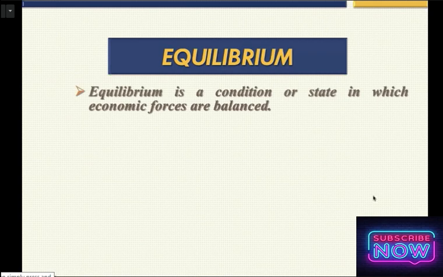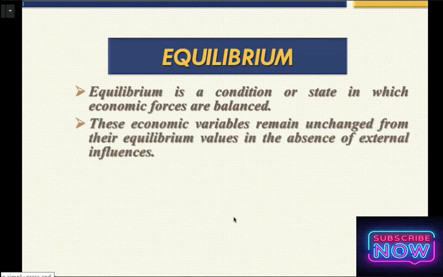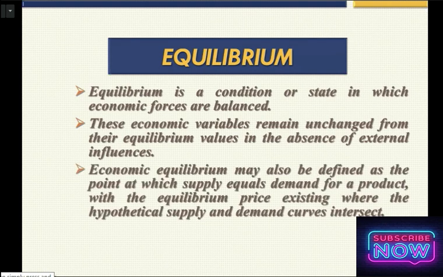Okay. So when you talk of equilibrium, it is a condition or a state in which economic forces are balanced. So anytime we say equilibrium, we are saying that the economic forces are balanced. Either forces, the demand and supply forces, they are all balanced. Then we are talking about equilibrium. So at the equilibrium, these economic variables remain unchanged from their equilibrium values in the absence of external influence. So in the absence of external influence, we expect that these economic forces should be balanced. That is what we are talking about, equilibrium.